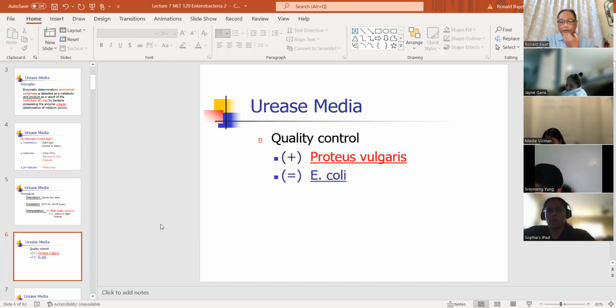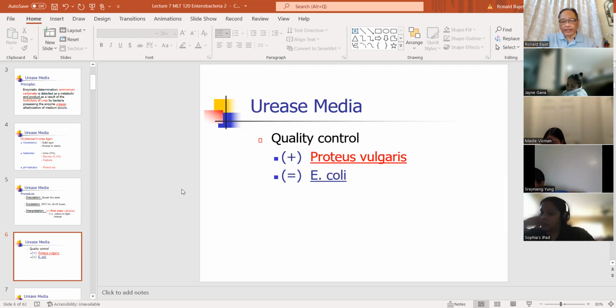Quality control is Proteus vulgaris. That organism is positive, and E. coli is negative for urease. So those two organisms are used for quality control. You can use other organisms too, like for example Enterobacter or Serratia, but E. coli, it's pretty safe to say that it's negative for urea.